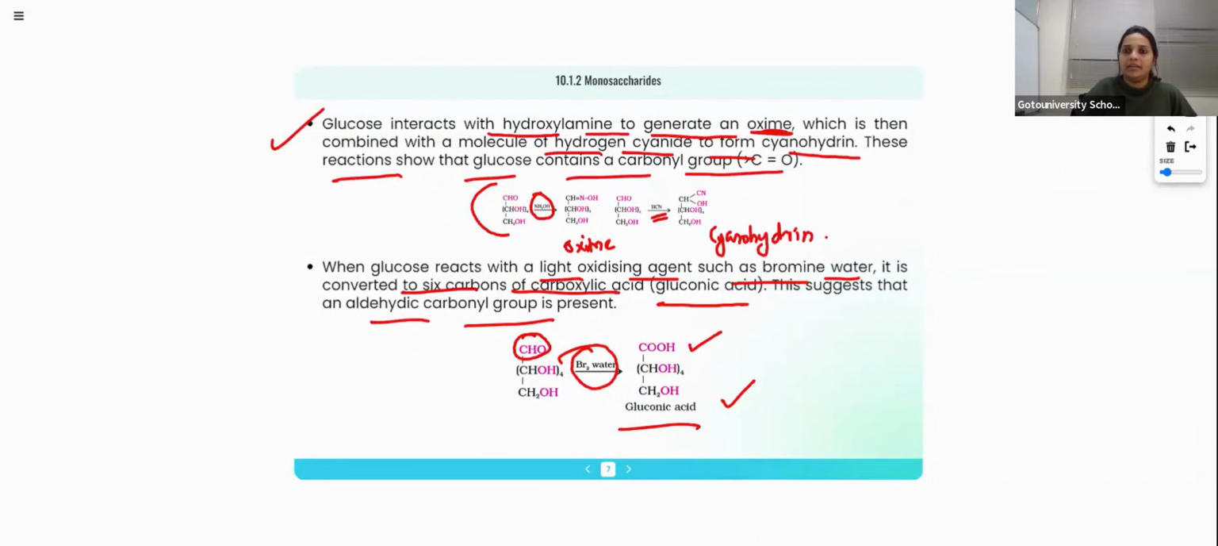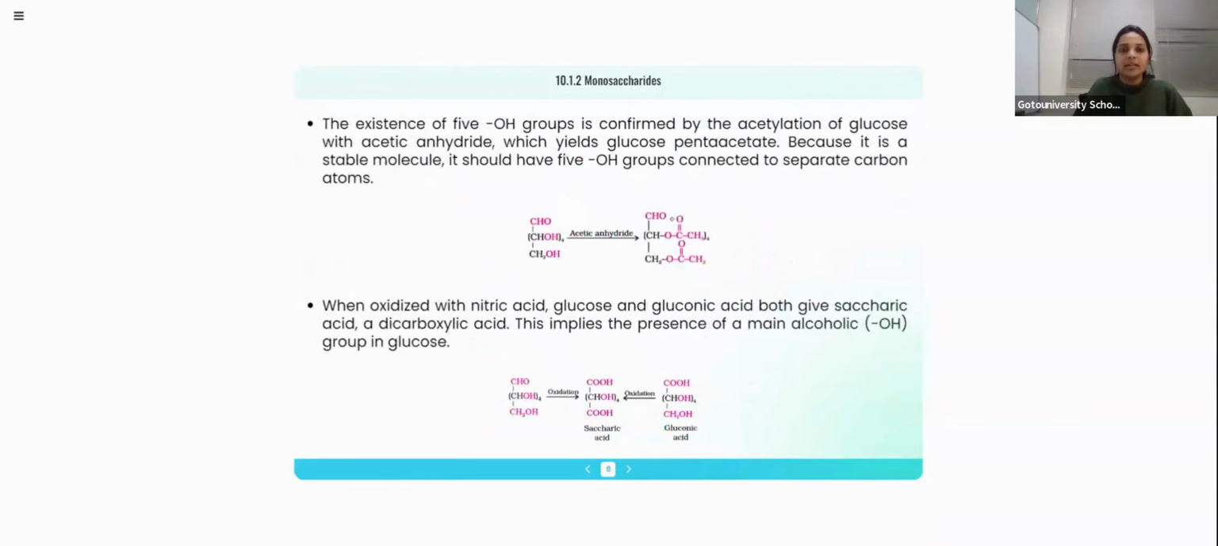Okay. Next one. The existence of 5 OH groups is confirmed by the acetylation of glucose with acetic anhydride. How? This is glucose, right? This glucose is reacting with acetic anhydride. Then what will happen? All these OH groups will convert into OCOCH3 groups. It means there are 5 OH groups.